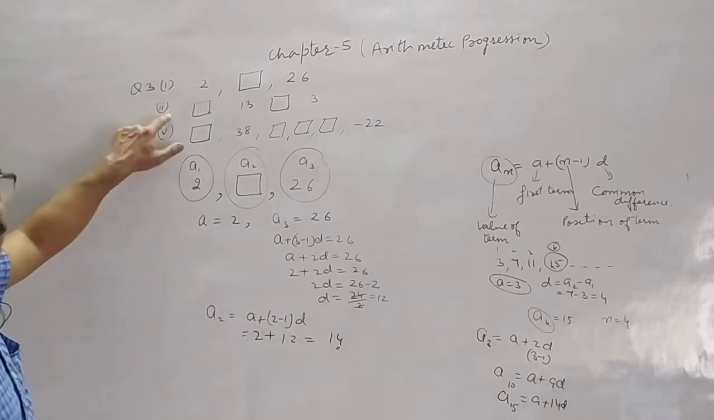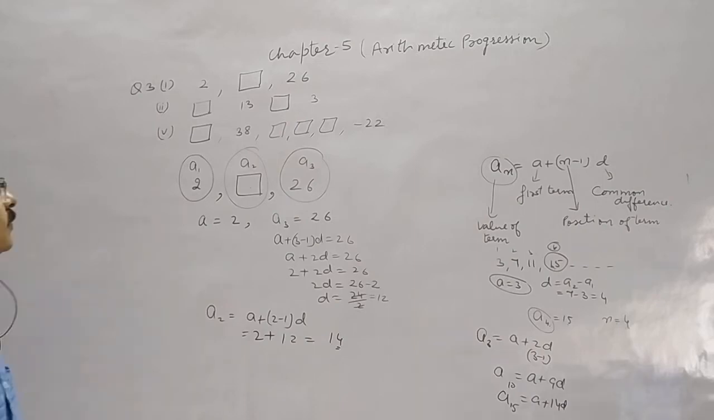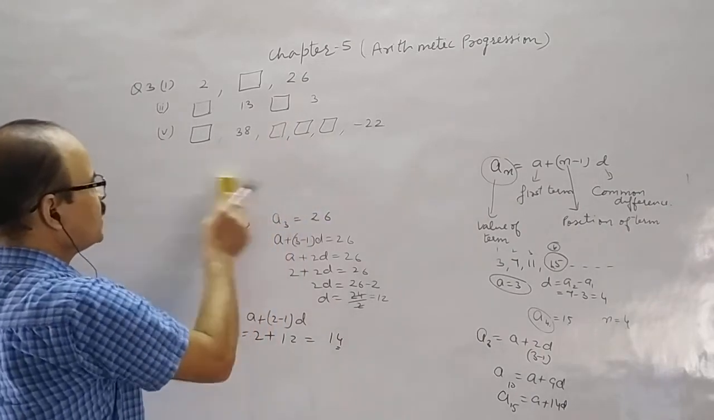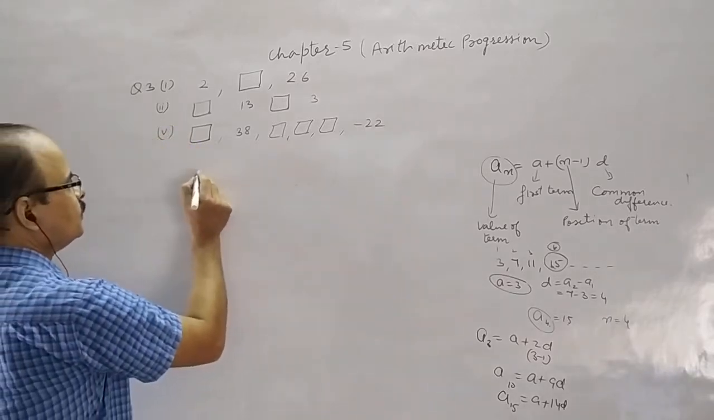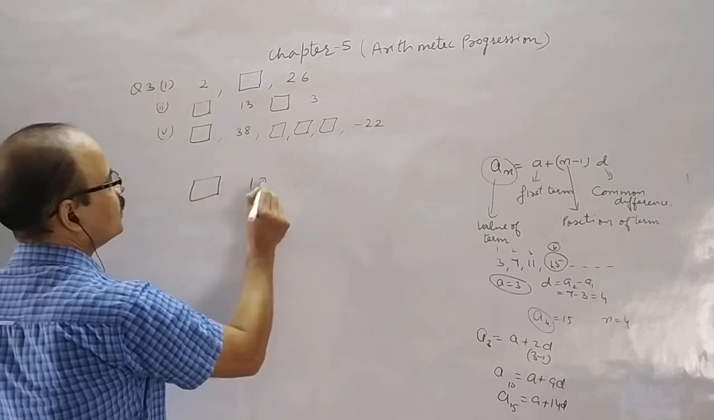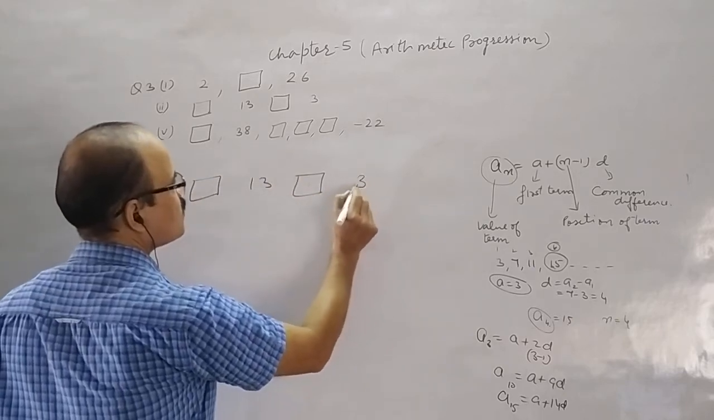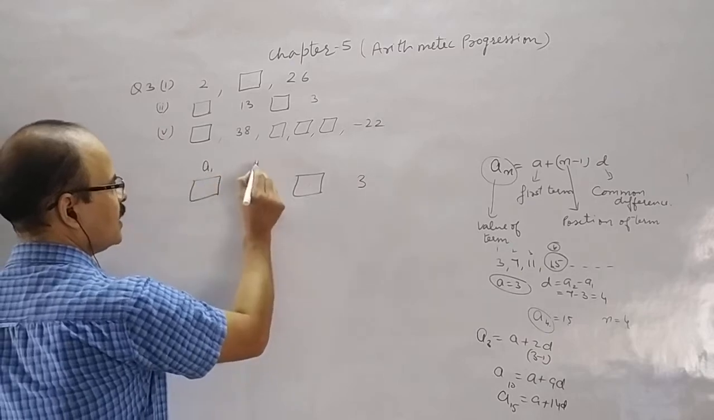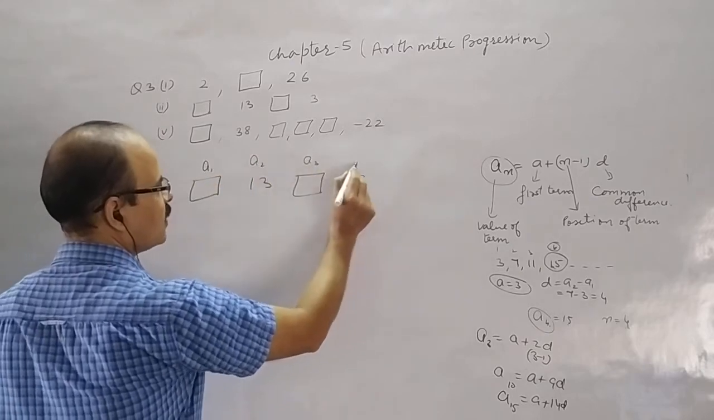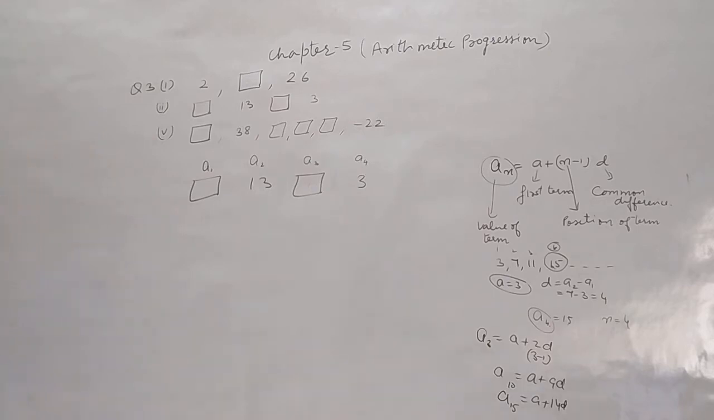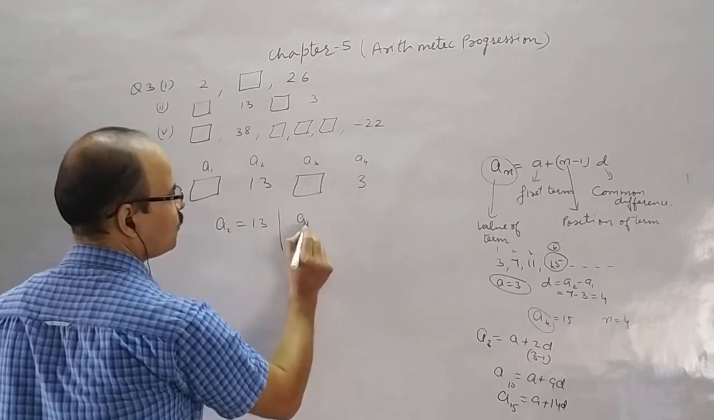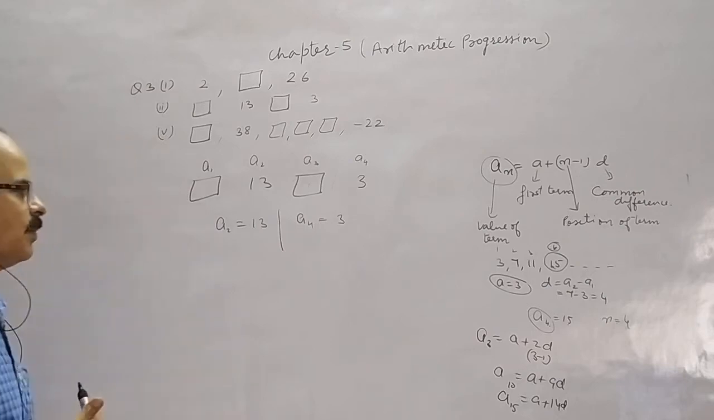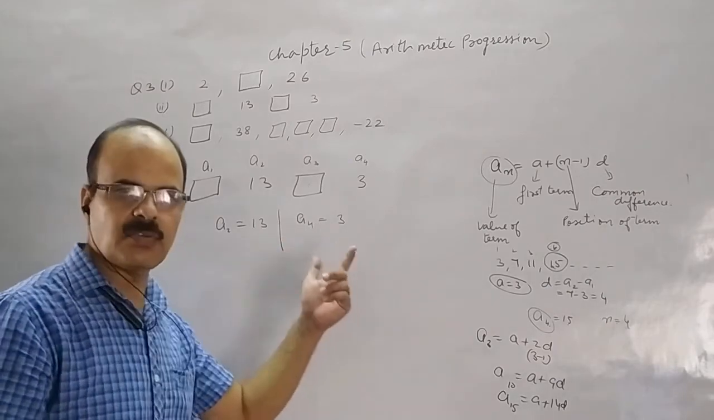Now just see the second question. In the second question, again you have to find the 2 missing terms. A1 you have to calculate, A2 is given, A3 you have to calculate, A4 is given. So just see the given results. There are 2 results which are given. A2 is 13 and A4 is 3. So we'll make 2 equations from these 2 results and we'll get the values of A and D.